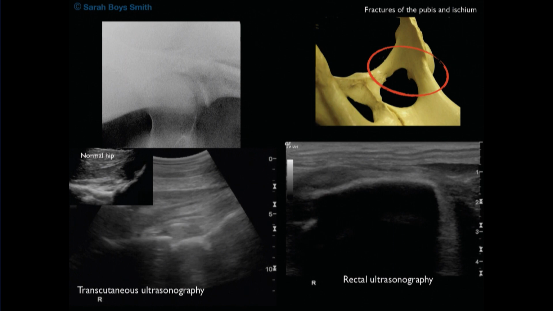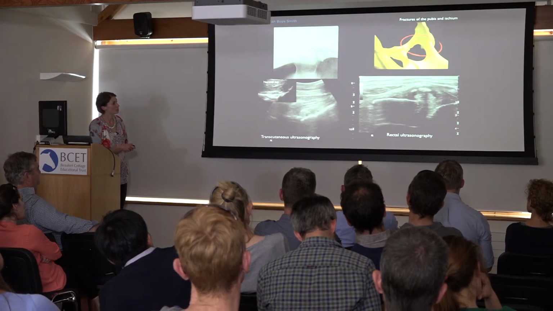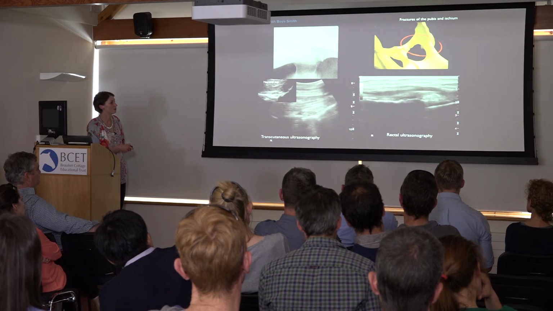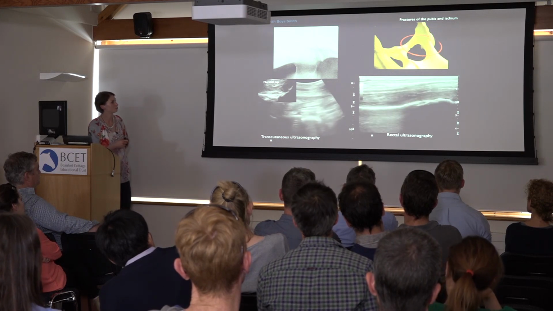And on rectal ultrasonography, we can see that we've got a marked fracture here, which is basically extending from this pubis area up in towards this axial aspect of that acetabulum, with significant soft tissue swelling as well.